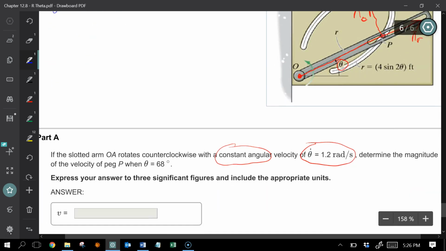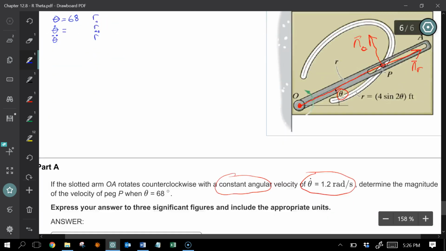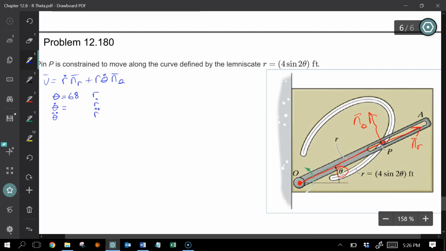Okay, so what do they give me? They tell me that angle theta is 68 degrees. They want to know what this is when it's 68. If they don't give you the angle, you cannot find the r. It's just that simple. Why? Because it's 1 degree of freedom. They have to tell you one thing. The theta dot, they told me, was 1.2. And theta dot's constant, so theta double dot is 0.